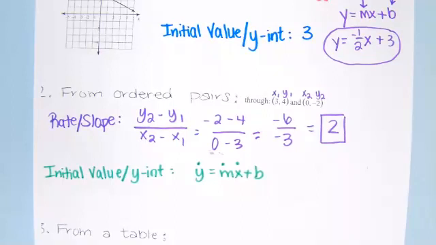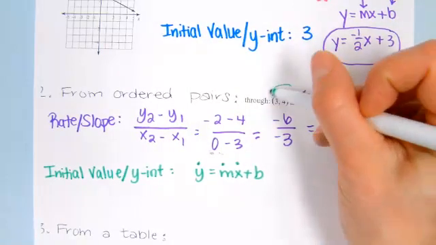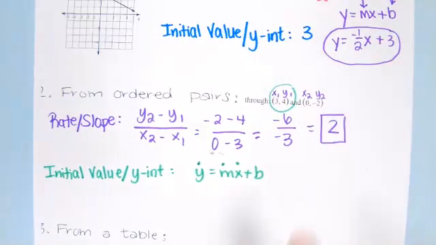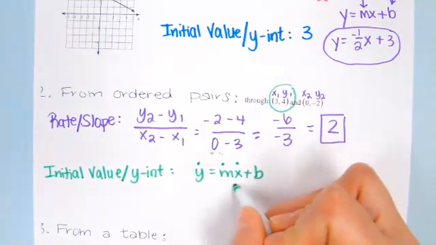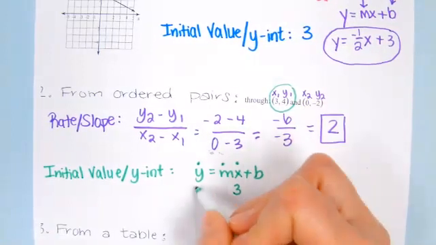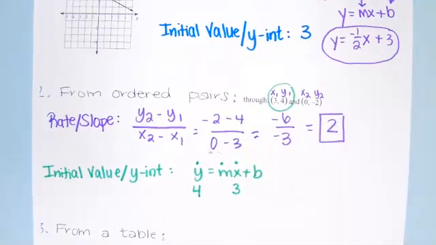Okay, so which pair do you want me to choose? The first one or the second? Okay, so we're going to choose this one, 3 and 4. So under x, I'm going to put 3. Under y, I'm going to put 4. Where does m come from?